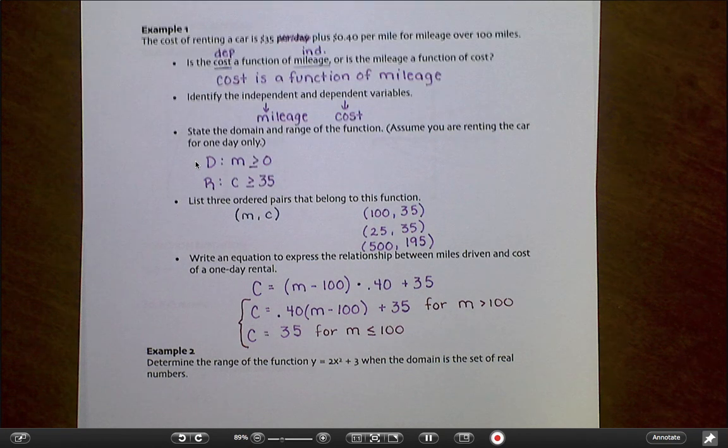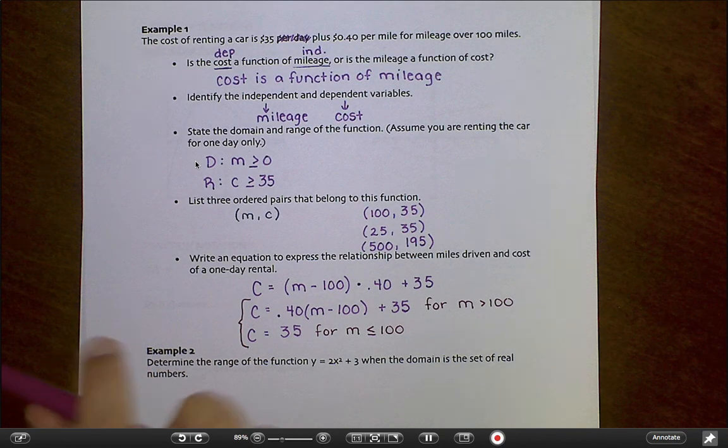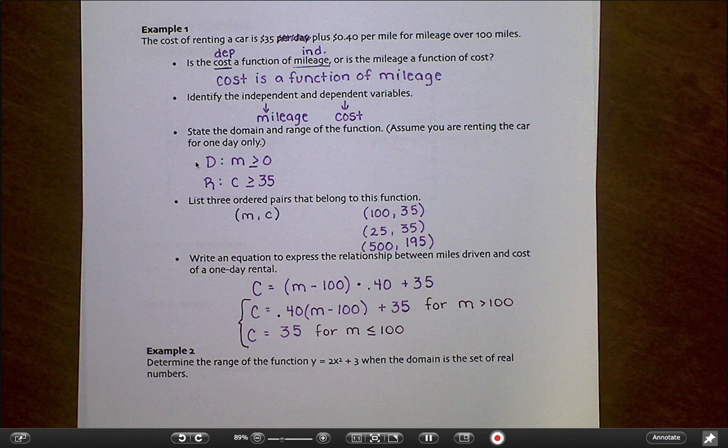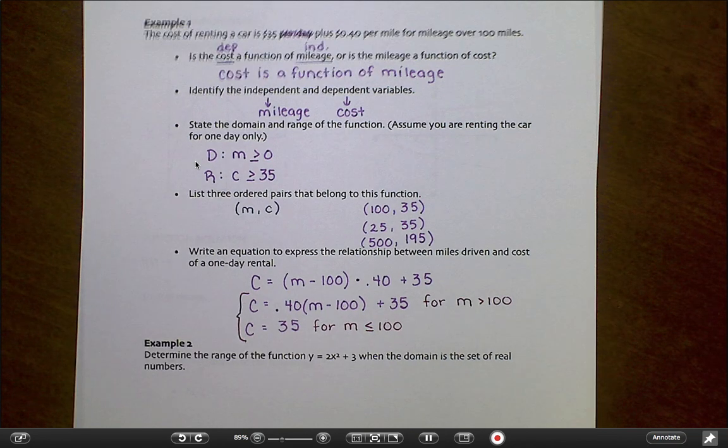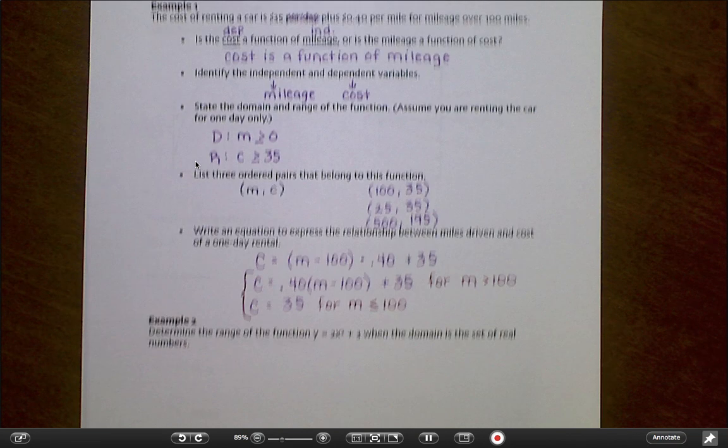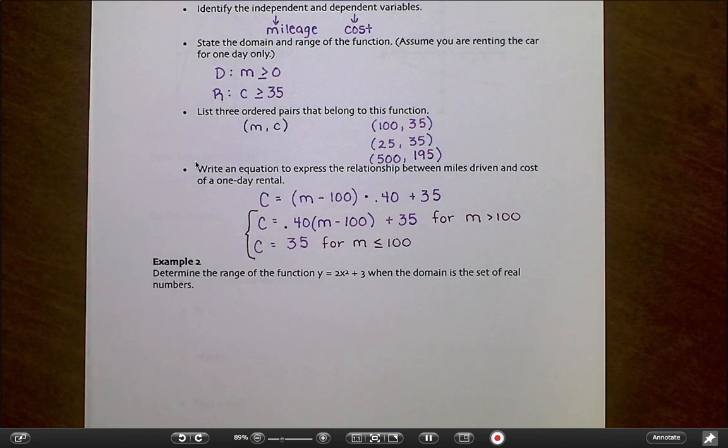Okay, so now let's take a look at example 2. And this says determine the range of the function when the domain is the set of real numbers. We're looking at 2x squared plus 3. My issue with diving into this question in the very first lesson is that I think this is easier to do once you know how to graph these things.